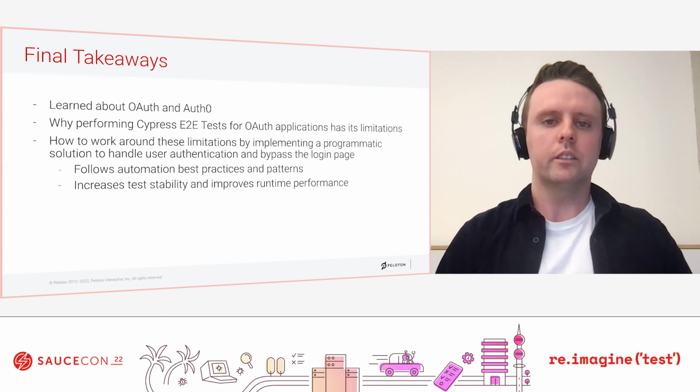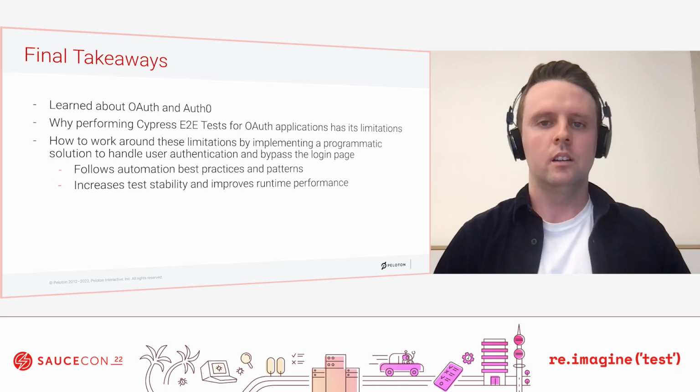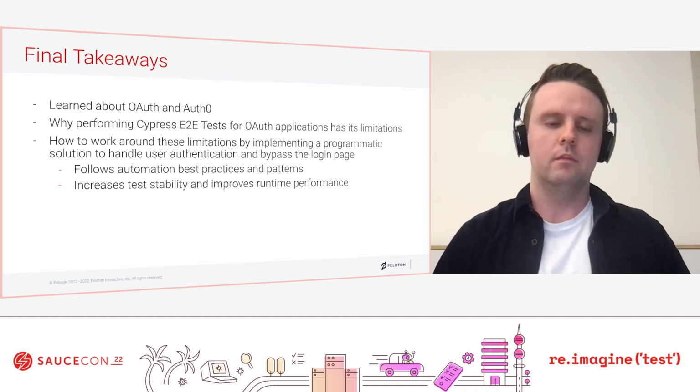To wrap up, I'd quickly like to go over the final takeaways that we have learned today. First, we have learned about OAuth and Auth0 and what they are. Next, we learned why performing Cypress end-to-end tests for OAuth applications using Auth0 has its limitations. And finally, we learned how we can work around these limitations by implementing a programmatic solution to handle user authentication and bypass the login page. This solution ultimately follows automation best practices and patterns and increases testability and improves runtime performance. Hopefully, you can use this solution if you ever need to write end-to-end tests for an OAuth app.